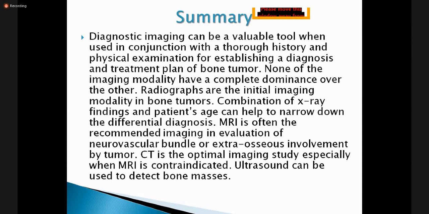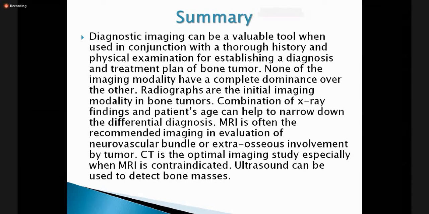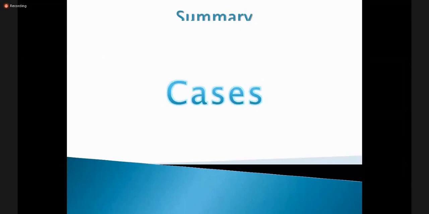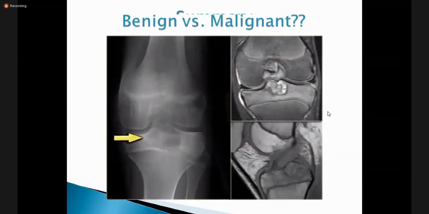CT is the optimal imaging study, especially when MRI is contraindicated. Ultrasound can be used to detect bone masses, but it is mostly used for the biopsy of the lesion, or for the injection of steroid, or for sclerotherapy of the lesion. Now there are some cases we have to assess.